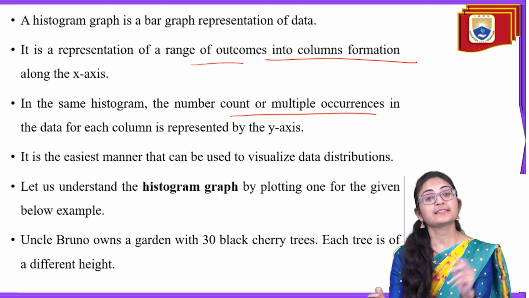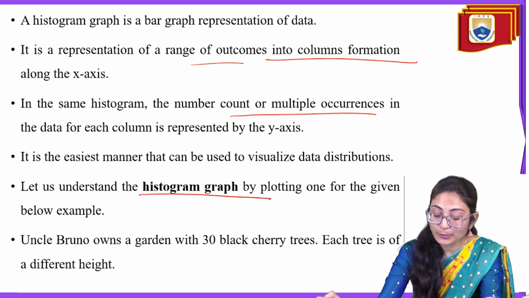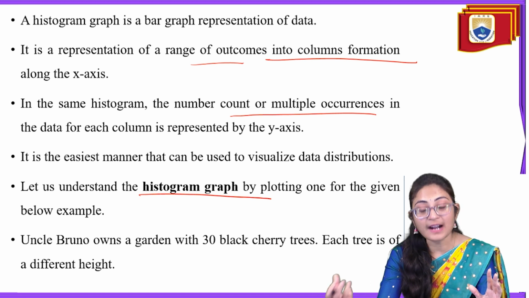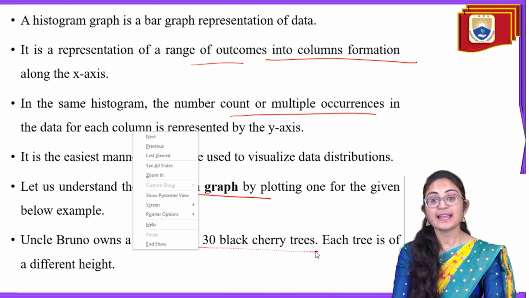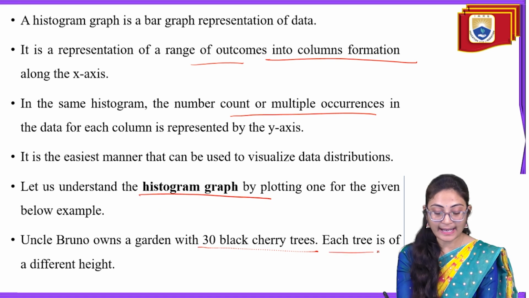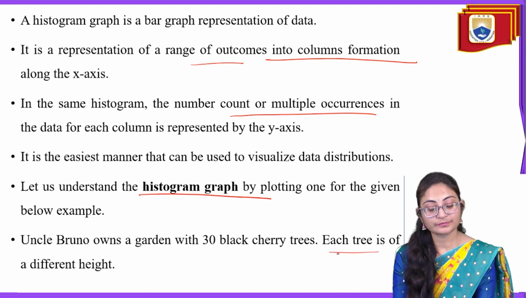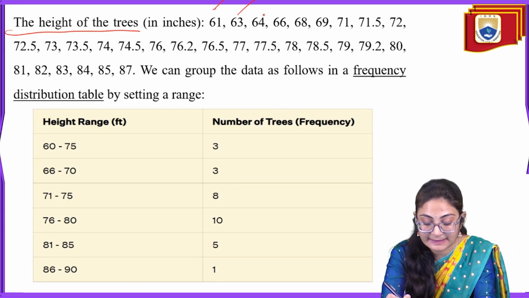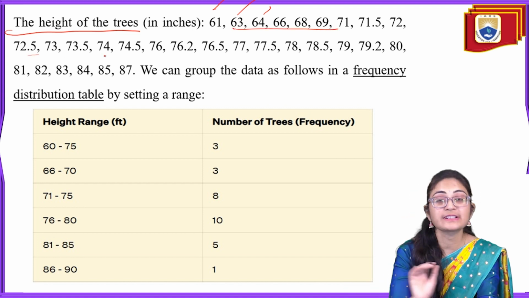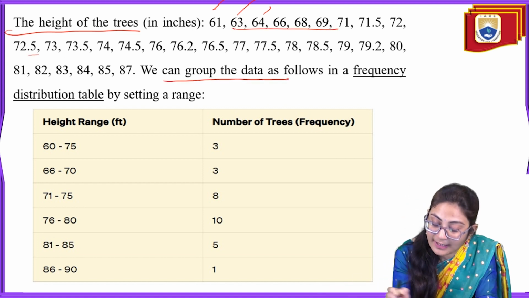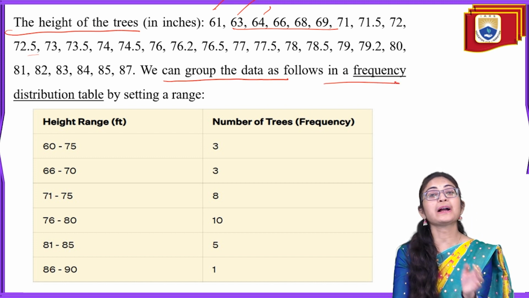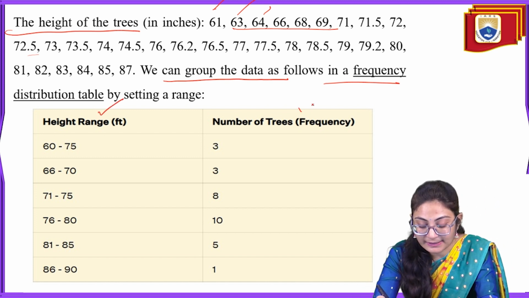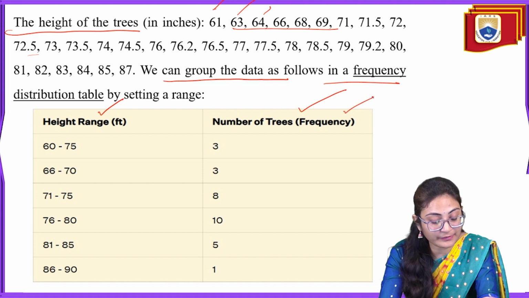For example, let us plot a histogram for the example given below. Uncle Bruno owns a garden with 30 black cherry trees, and each tree has a different height. The heights of the trees are like 61, 63, 64. These are the heights of the trees. We can group the data as follows in the frequency distribution table by setting a range. One column is for the height range and another is the number of trees, that means the frequency.